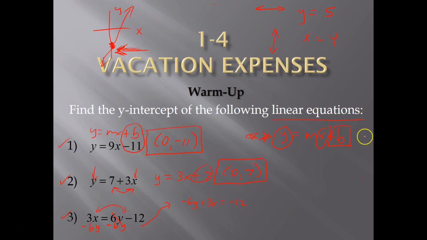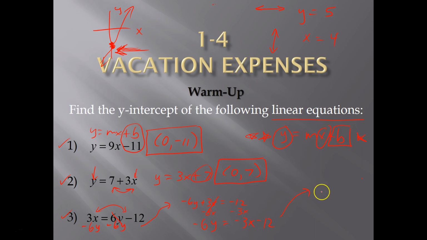If it's in slope-intercept form like this, the x term should be on the right, not the left. So I'm going to move this 3x term over. I'm going to do that by doing the inverse operation. The inverse of adding 3x is subtracting 3x. And whatever I do to one side, I must do to the other side. That keeps my equation balanced. And I get negative 6y equals negative 3x minus 12.